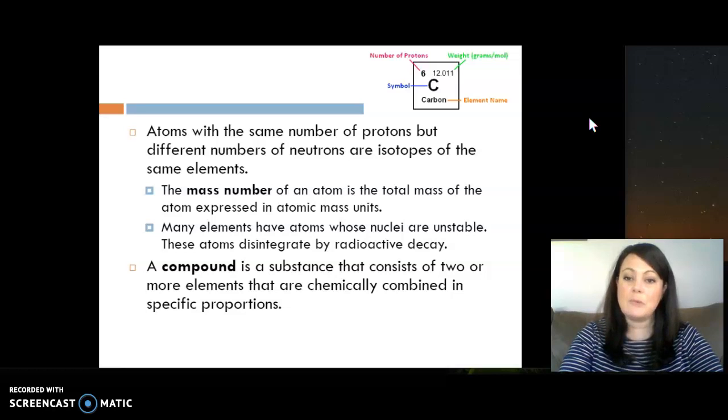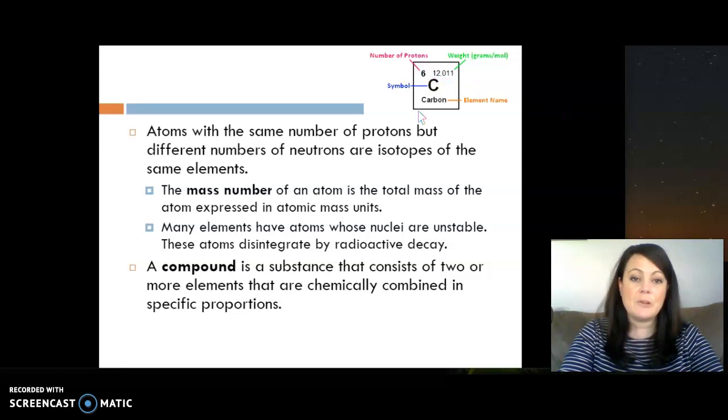Atoms with the same number of protons but different numbers of neutrons are isotopes of the same element. The mass number of an atom is the total mass of the atom expressed in atomic mass units. Many elements have atoms whose nuclei are unstable. These atoms are disintegrating by radioactive decay.